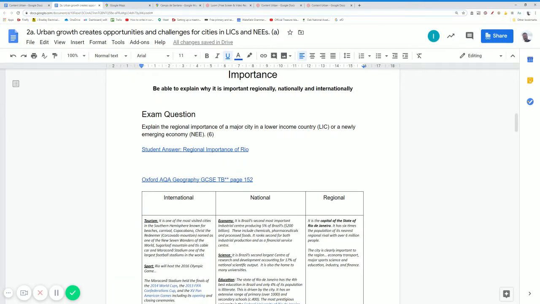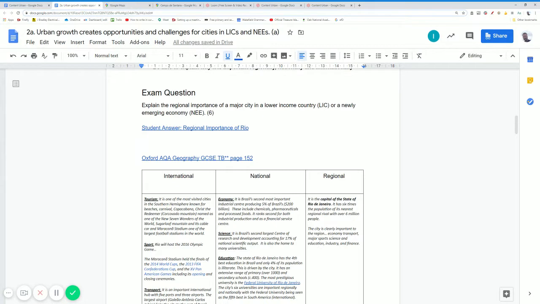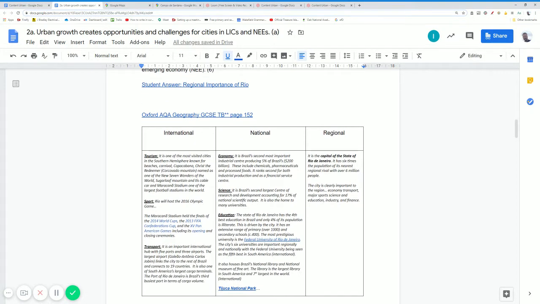The national links, if you look at this bit, it's talking about how it's Brazil's most important industrial center. And then it's given just one specific figure, 5% of Brazil's output. It's named the industries there. It's very specific. So as long as you can explain, like the question above it shows, the importance both internationally, nationally, and regionally. I would have maybe 2 ideas in each one, but if you're clever about it, you'll overlap them so you don't need to remember too much. Because clearly, if it's important economically for the whole nation, it's also going to be important to the region.